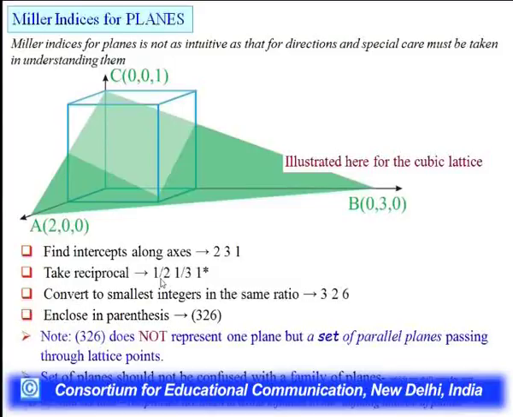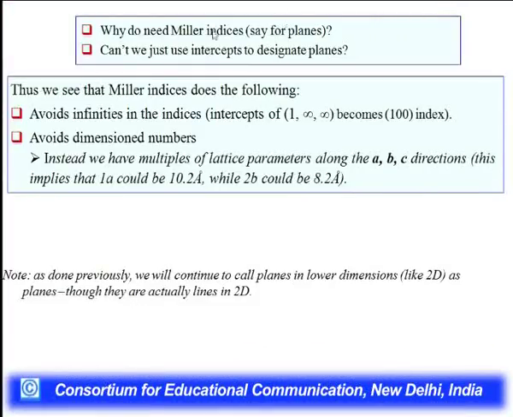Now we take the reciprocal again, take the ratio and enclose it in parentheses. Parentheses do not represent a single plane but a set of parallel planes passing through the lattice points. It means all the planes under this are denoted by (3 2 6). A set of planes should not be confused with the family of planes, which we shall consider in the next slide. Now, why do we need Miller indices?